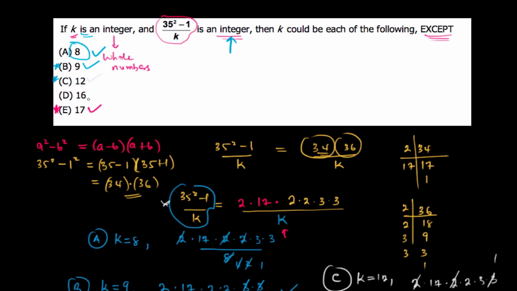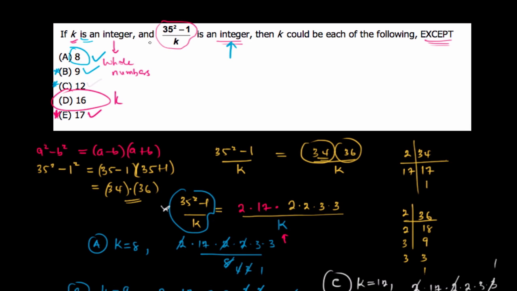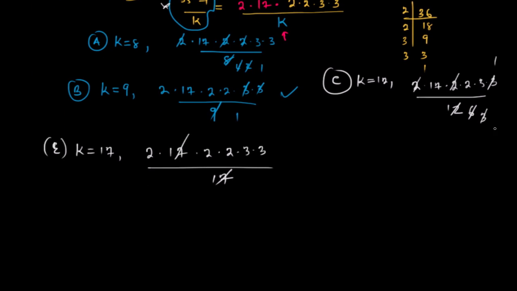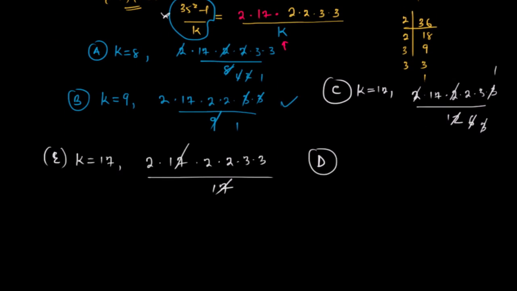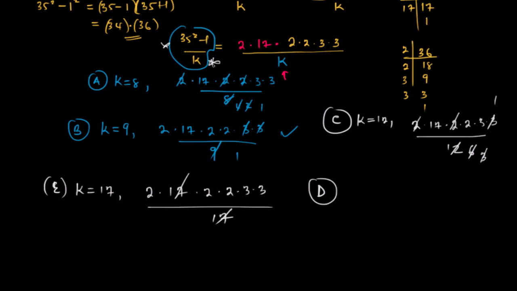So without mincing words, you should know that the remaining number here should be the odd man out. But anyway, you might want to confirm to be double sure. So let's see. When k has the value of 16, let's see if this is still going to be an integer. That's for the last case, which is D. When k equals, I've forgotten. Okay, that's 16.